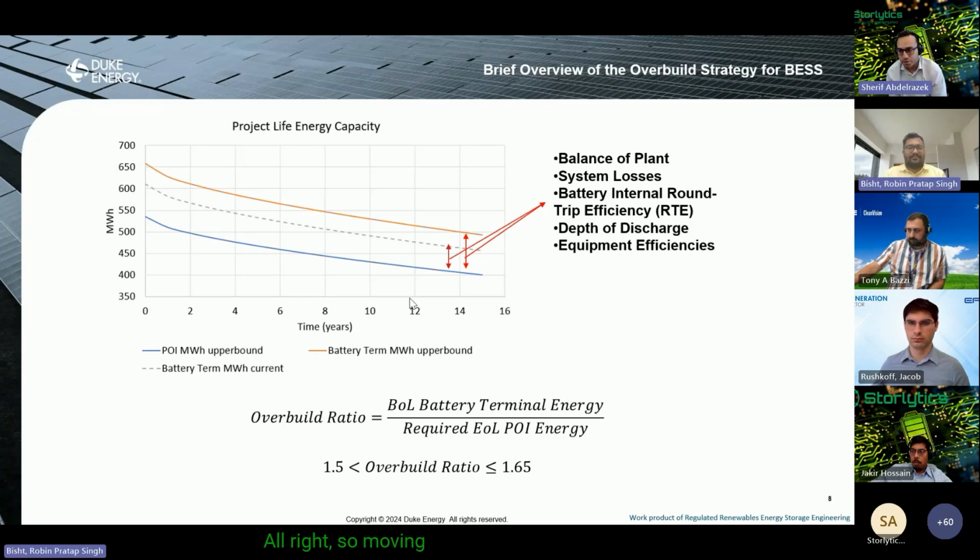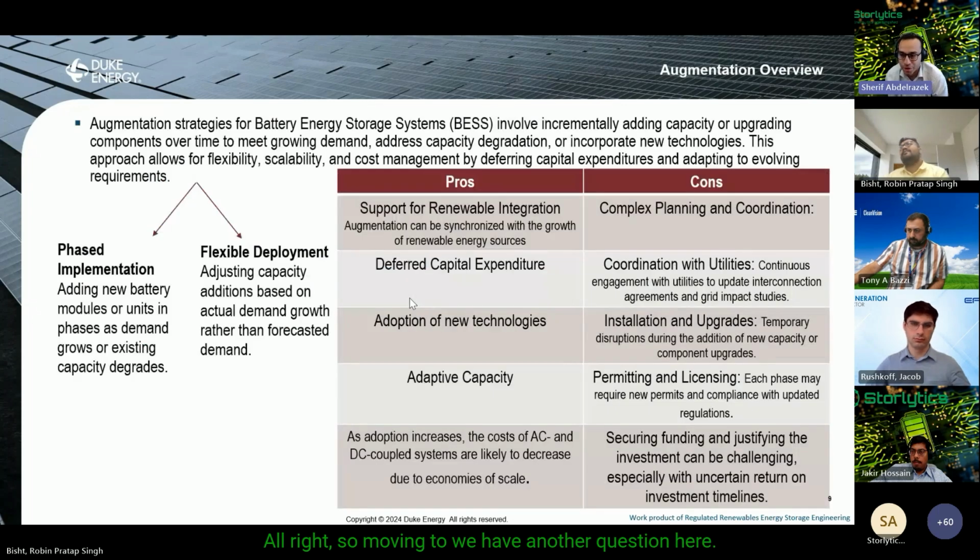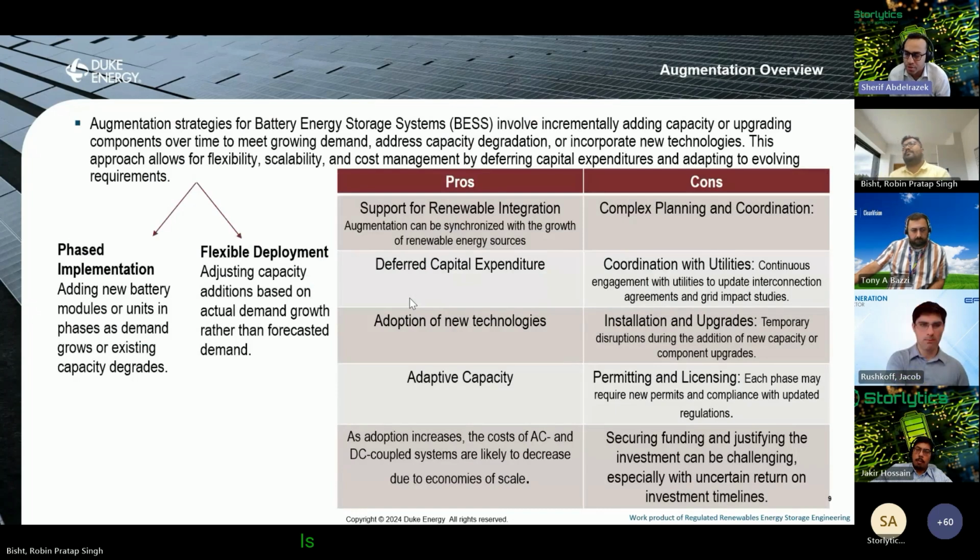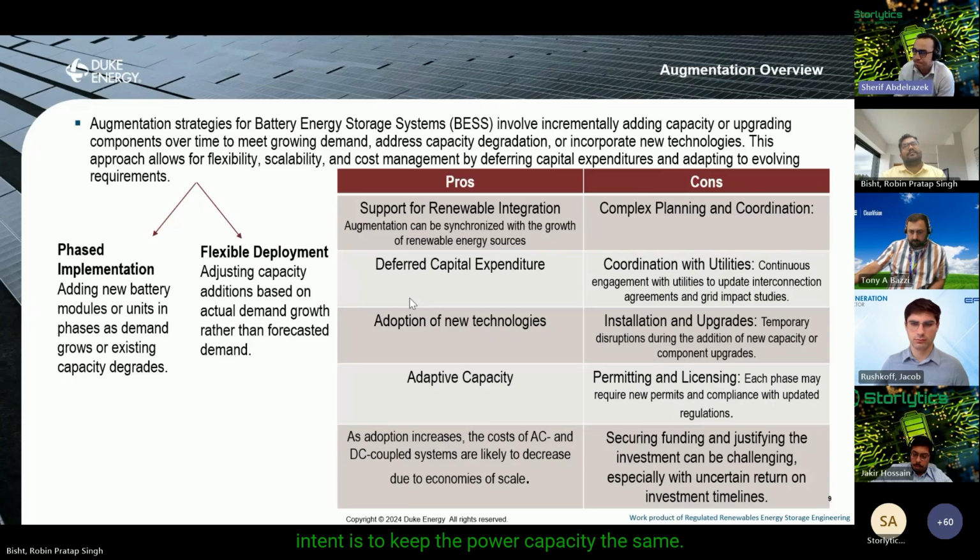All right, so moving to another question here, and I think this one is probably for Duke Energy and DTE Energy as well. Is there any effort to simplify interconnection agreement or material modification amendments for AC augmentation from the utilities' perspective, primarily for storage systems where the intent is to keep the power capacity the same?